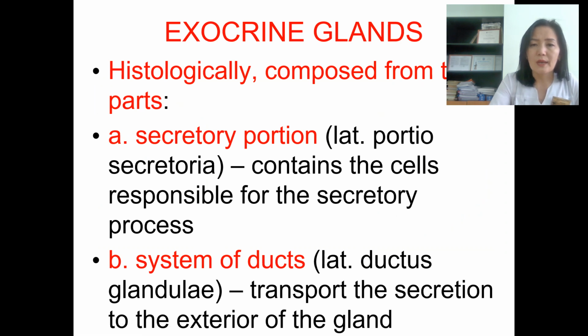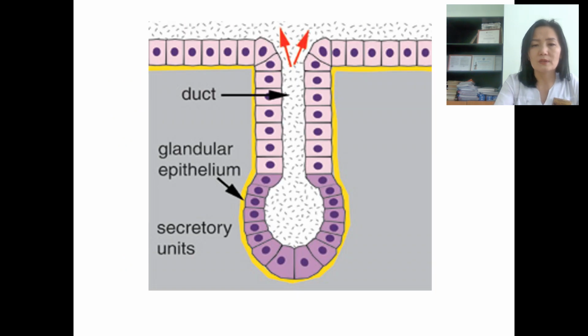Okay, and exocrine glands, histologically, we said consist of two parts, yes, the secretory portion. And the secretory portion contains the cells responsible for the secretory process. If we say simply, the secretory portion consists of cells. And the second portion is the system of ducts. The function of these ducts, of course, is to transport the secretion to the exterior of the gland.